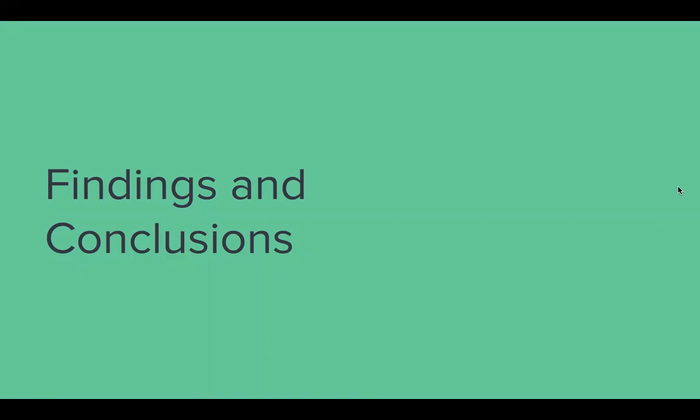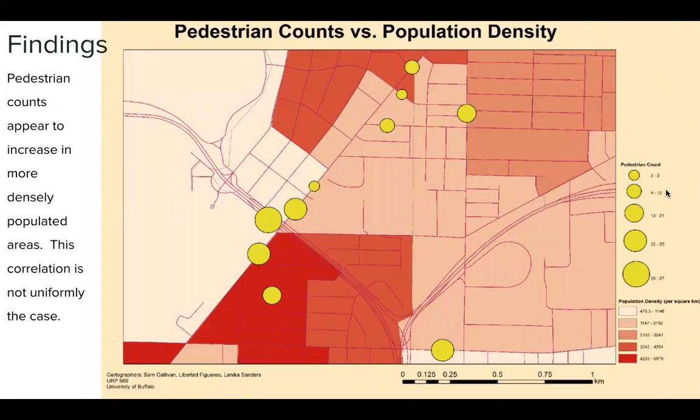We have the following findings as a result of these maps. Firstly, pedestrian counts appear to increase in more densely populated areas, as indicated by the dark red block groups in the south and north of the map. This, however, is not uniformly the case, as areas of comparatively lower population density also have high pedestrian counts, as seen most prominently in the western portion of the map, where the pinkish block groups still have very high pedestrian counts.